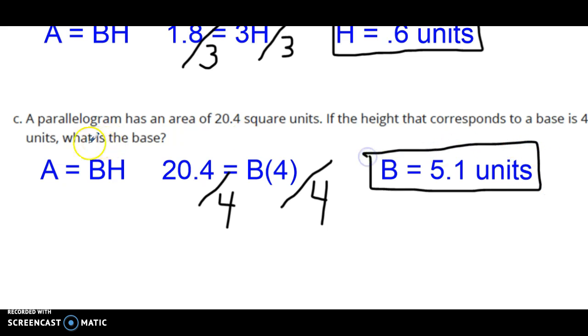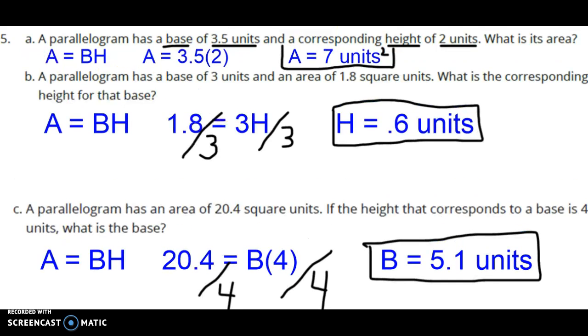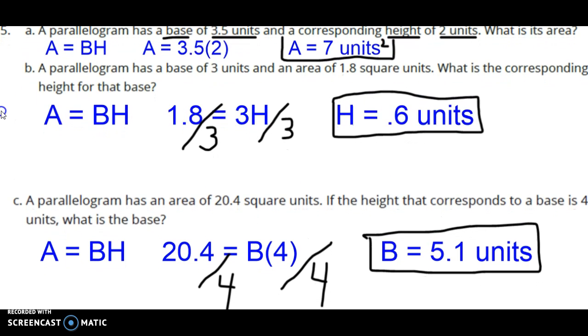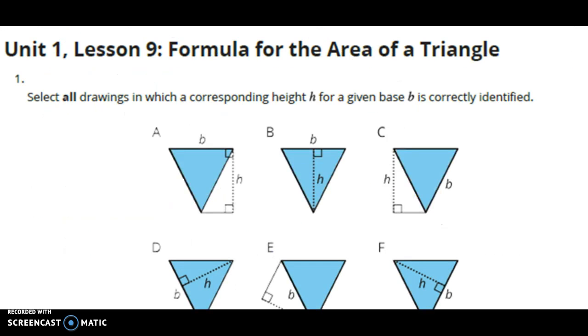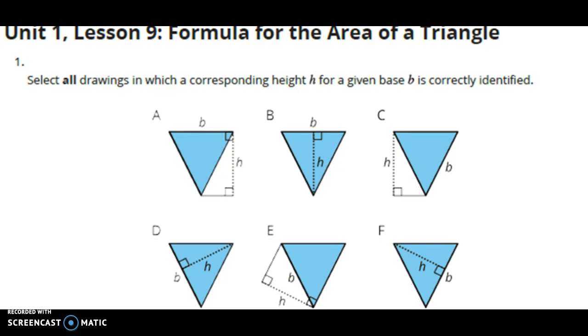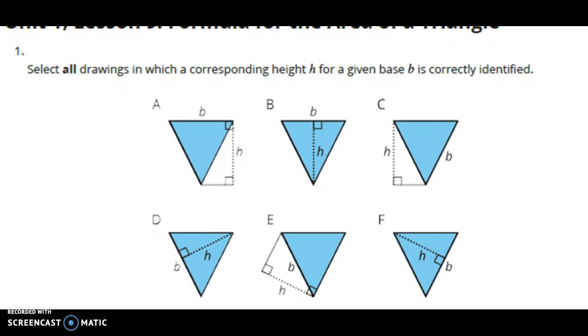Now, if I wanted to check any of these, I could easily plug in my answers back into my formula and just make sure that it all works. Okay, Unit 1, Lesson 9, formula for the area of a triangle. So once again, we're looking at 1/2 base times height as the area. Question 1, select all drawings in which a corresponding height for a given base B is correctly identified.